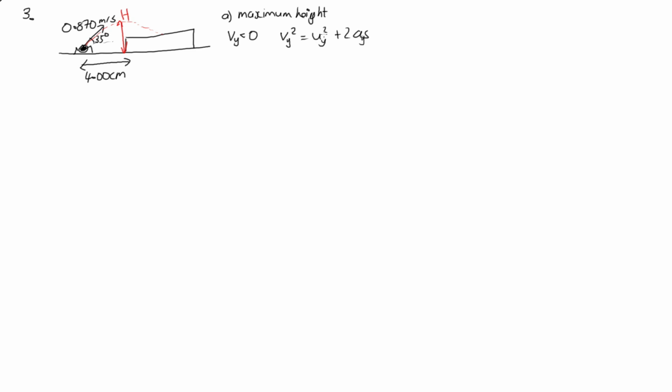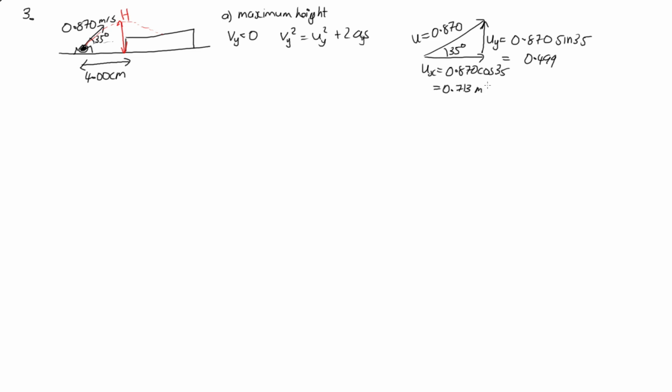So let's work out what uy is. We've got our initial velocity here, which is u is equal to 0.870. And then we can split this into a horizontal and a vertical component, and this is 35 degrees. So here is uy, and that's equal to 0.870 times sine of 35. And when we work out what that is, it is equal to 0.499. Then we might need the horizontal later. So ux is equal to 0.870 cos of 35, which is equal to 0.713. And these are meters per second.